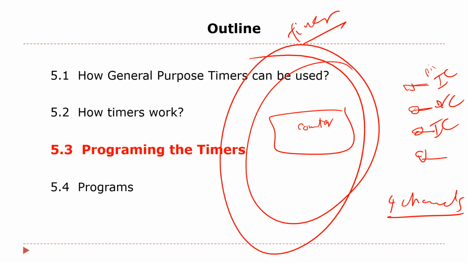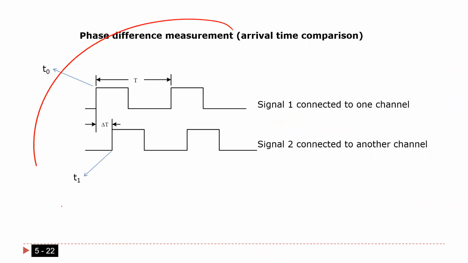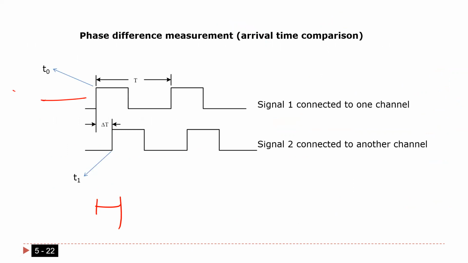Okay. So how can this one be useful? For sure, this is going to be very useful in a case like this one. If I want to measure the time from here to here, what I can do is input this one to one pin, and this one has to input to another pin for the same counter.